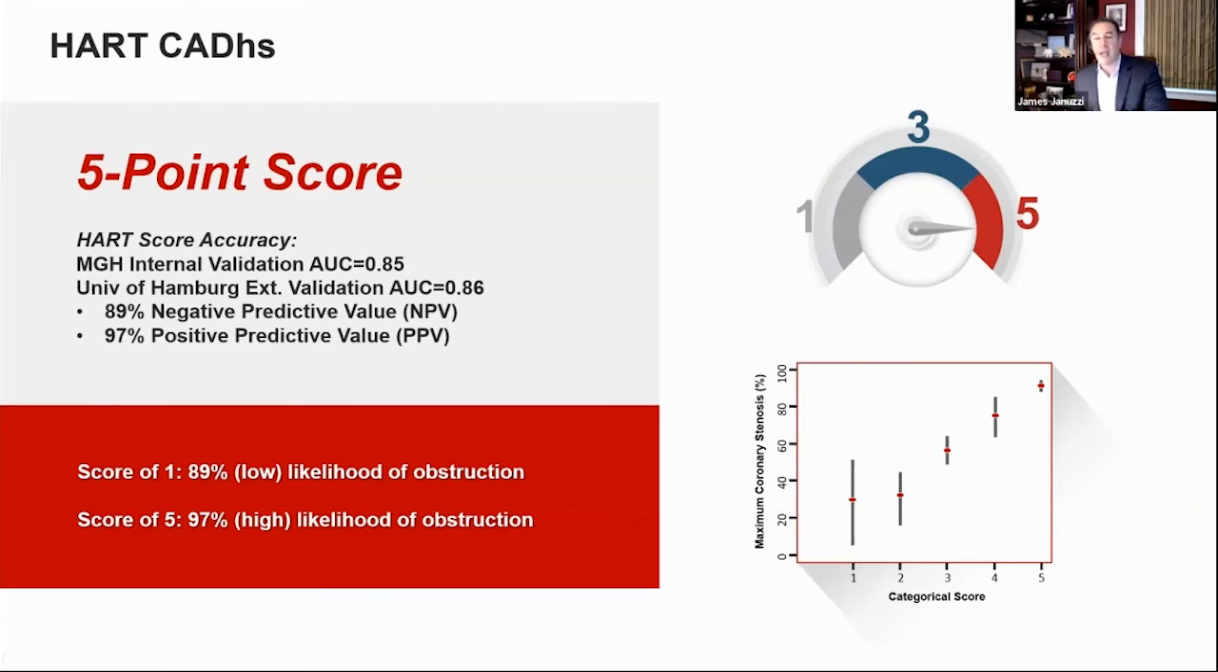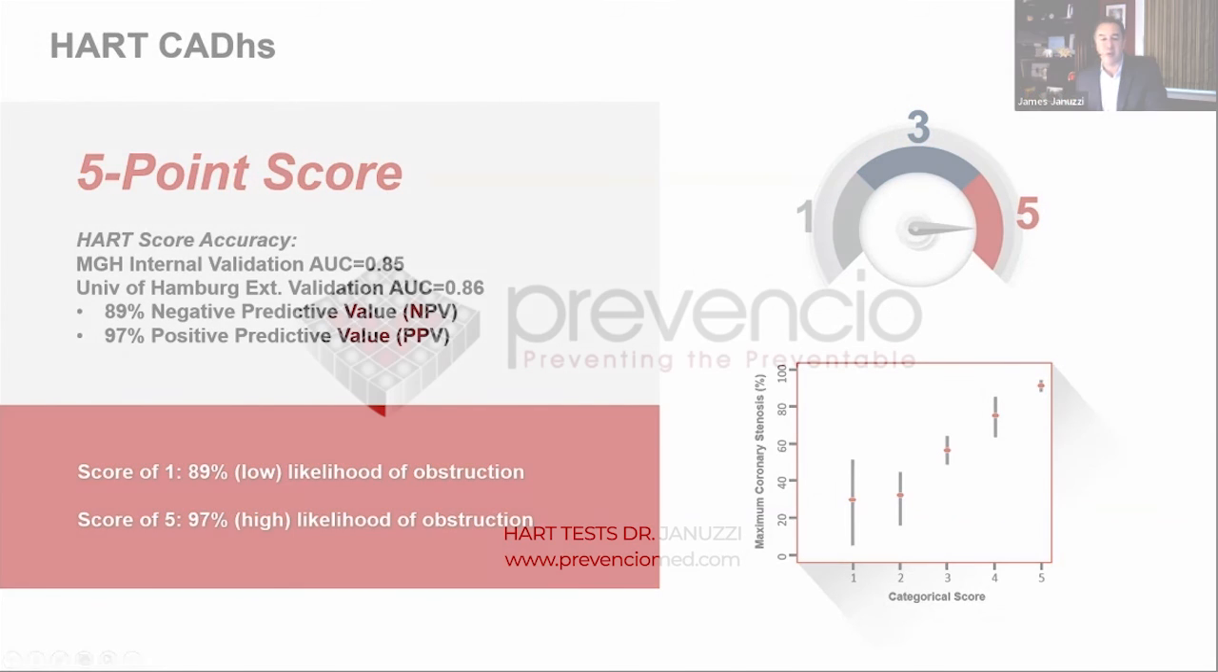And so, again, there are advantages here, unlike a functional test like a stress test, or a calcium score, which both misses lipid-rich plaque and also doesn't tell you about the degree of obstruction. Depending on the score in the CAD-HS assay, you'll actually have a general framework for just how much athero may be present in your patient.